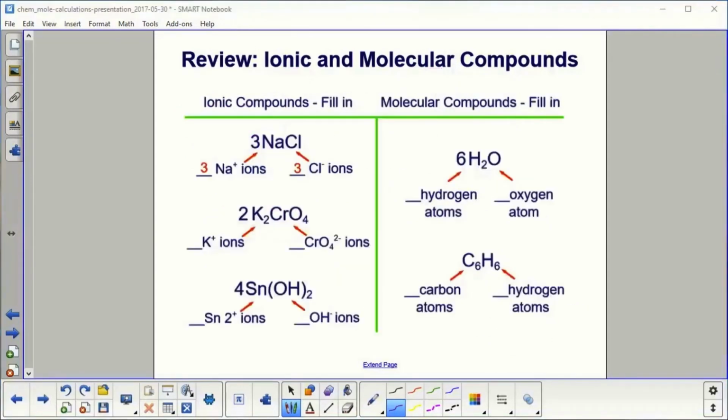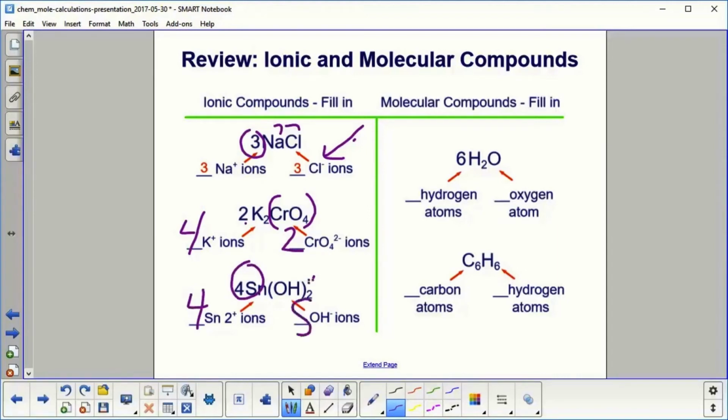So let's fill in the blanks here. We'll start with the ionic compounds. And the first one was done for us. Notice they just multiplied the coefficient times however many atoms were there. So here for potassium plus, 2 times 2, 4. And the chromate ion, there's only one of them inside the ionic compound, so 2 times that whole configuration there is just 2. Here, for hydroxide, well, there's 4, but there's 2 of them in the ionic compound. 4 times 2, 8.